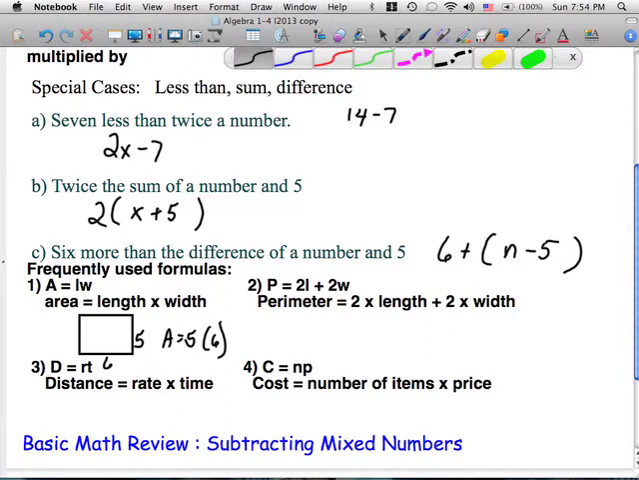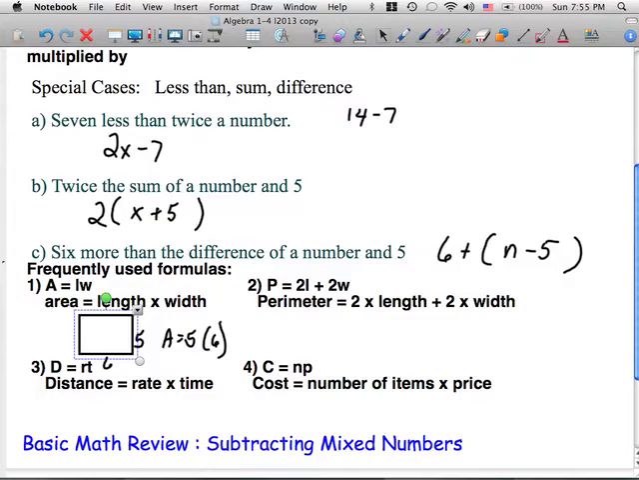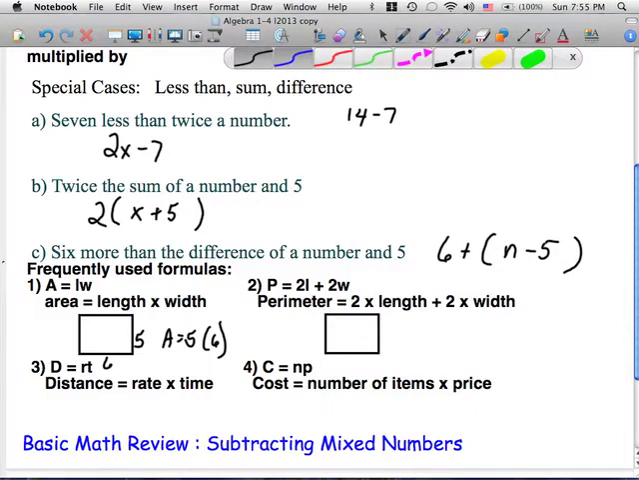Perimeter is the distance around the shape. So here we would have the length was 6 and the width was 5. So we would have 2 6s, 2 lengths, plus 2 widths. And that's where we get the formula for perimeter.